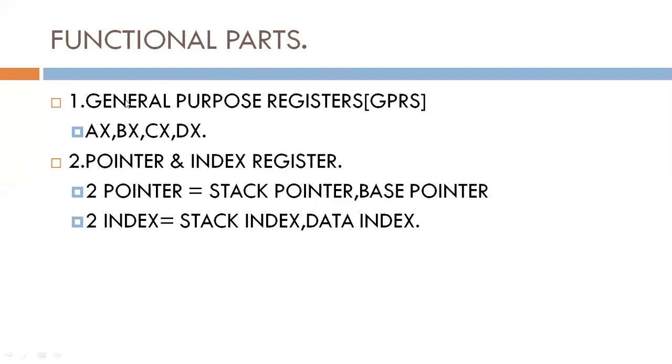So, the functional parts. First, it has general purpose registers AX, BX, CX, and DX, each of size 16 bits. Next, it has two pointer registers and two index registers: stack pointer, base pointer, source index, and destination index.